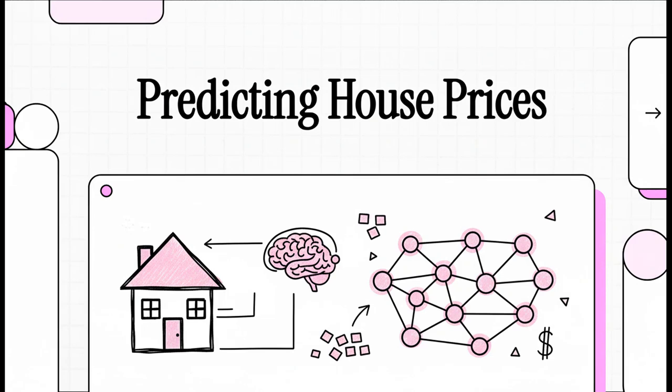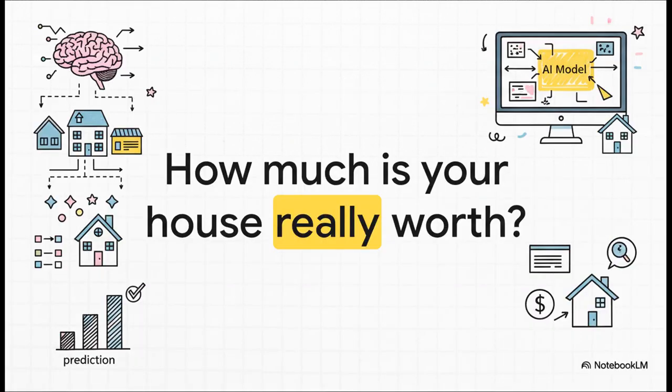Today, we're going to do something pretty cool. We're going to build a digital brain, and we're going to teach it to solve a massive, multi-billion-dollar puzzle that honestly affects almost everyone: how to figure out the price of a house. I mean, think about it for a second. It sounds like such a simple question, right? But the answer, well, it's anything but.